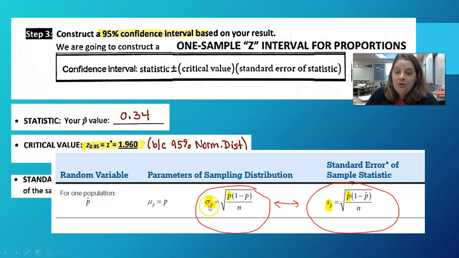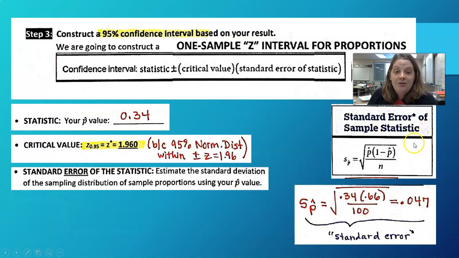So the idea here with the notation, remember we use Greek letters for population and English letters for samples. So sigma of p-hat is the one that uses p, which is a population characteristic, whereas s, that's the standard deviation estimate here of p-hat because it uses the sample data. All right, so to find that standard error, we're going to use the standard deviation formula, but with p-hat subbed in for p. I'm going to put in 34% times 66% divided by 100. I take the square root. That gives me about 0.047 for my standard error.